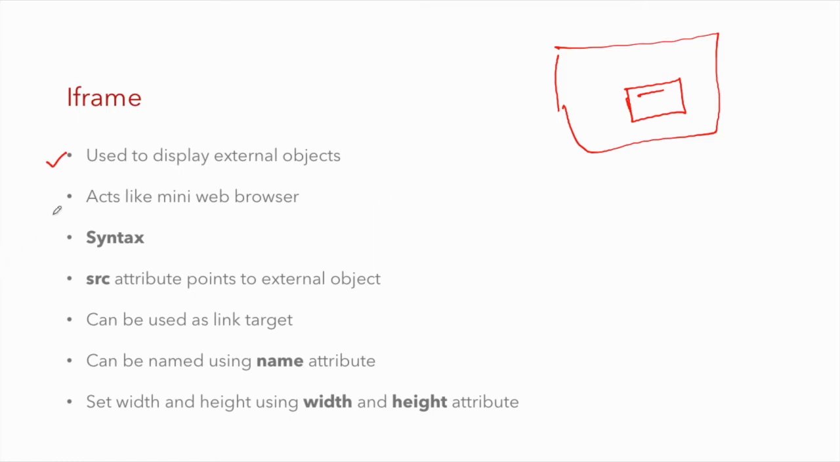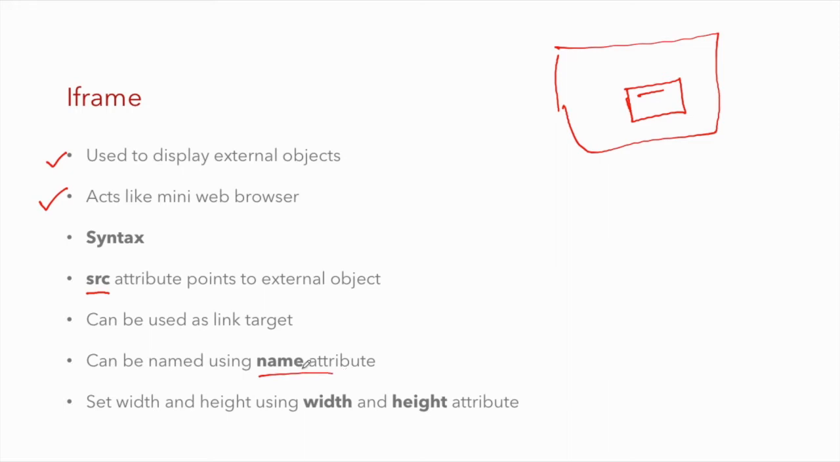It acts like a mini web browser, in a way, because it's a browser inside of your browser. For syntax you are required to use the src attribute, and there you can add the url of the web page or the object you want to display inside of this iframe. It can be used as a link target, and it can be named using a name attribute.